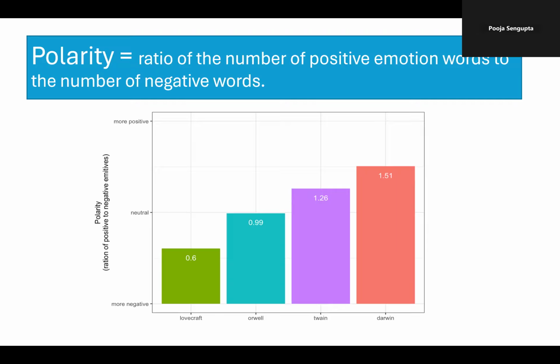So, polarity here is the ratio of the number of positive emotion words over the number of negative emotion words, which means for the two cases where this ratio is less than 1, it means that the number of positive emotion words were less than the number of negative emotion words, and vice versa for the ones which are greater than 1.